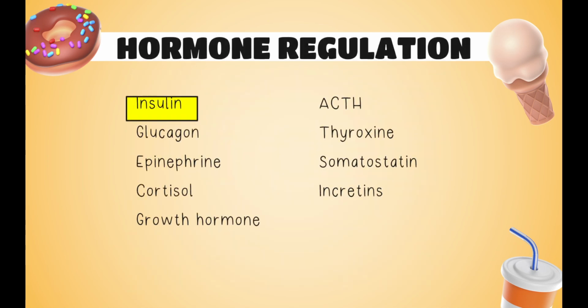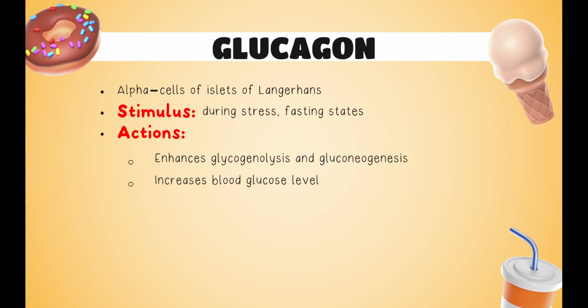Sige, we are done with insulin. Now we proceed with your glucagon. And as mentioned, glucagon is your main hormone in order to increase your glucose level. Glucagon is secreted in the alpha cells of our islet of Langerhans in the pancreas. And what stimulates glucagon other than the fasting state, it can also be stimulated during stress. And the action of your glucagon would be, siyempre this time around, i-enhance na natin si glycogenolysis, including your gluconeogenesis.